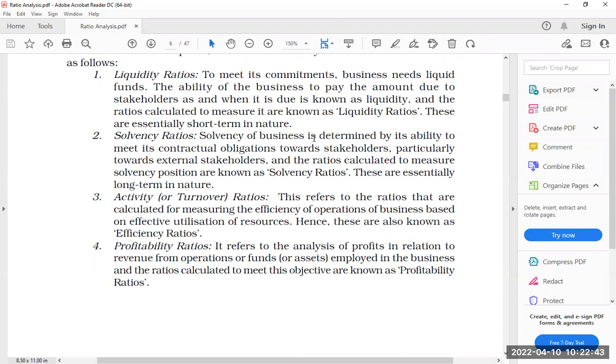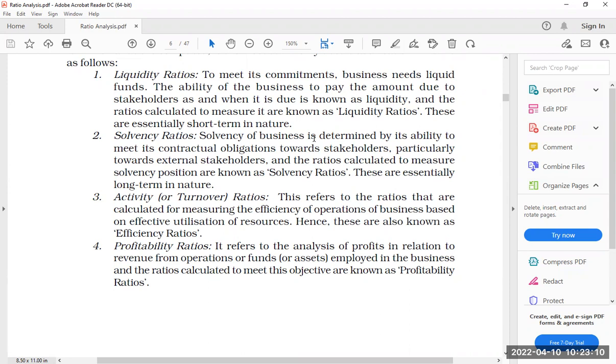But those ratios are using data from only one statement, the balance sheet. Then we can call those ratios balance sheet ratios. There may be some ratios where one data is taken from the P&L account and another variable comes from the balance sheet. Those ratios we can call combined ratios. But that classification is not a logical classification. This classification is a widely used and logical classification.